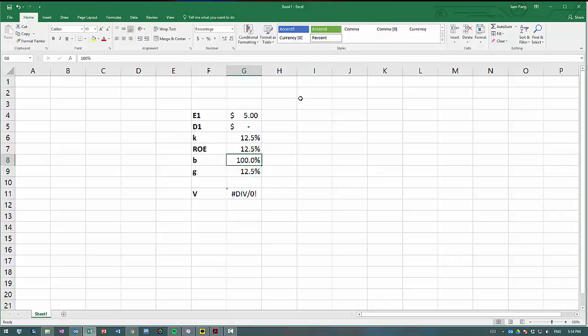Oh, that doesn't work because you're dividing by 0. Okay, I retain like 99%. Your stock price is still going to be 40. It's 40 not because I've hard coded it, okay, but because of the simple mathematics.